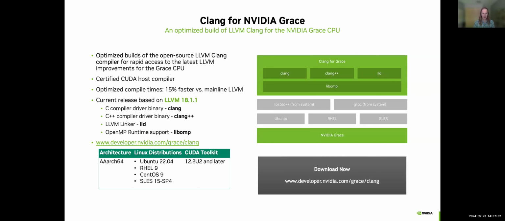So you can go and get started with this Clang for Grace. It's at developer.nvidia.com, Clang, Grace Clang. And so if your source doesn't build with, say, the NVIDIA compiler, you could try this next. This would be another good compiler to try on Grace.